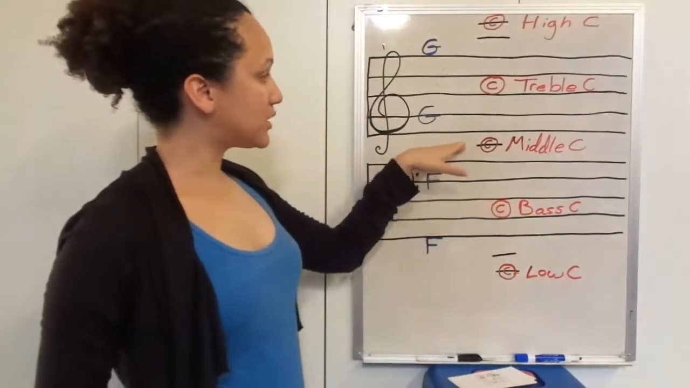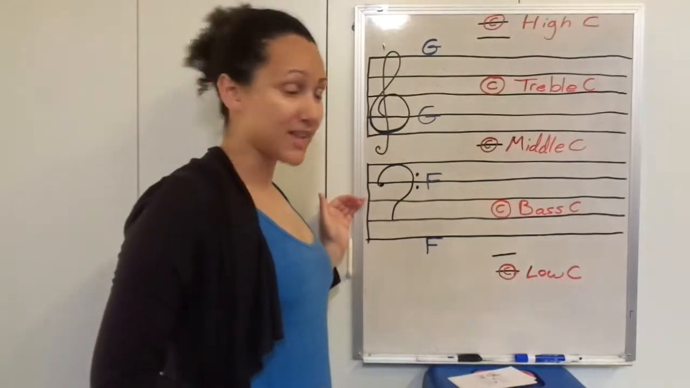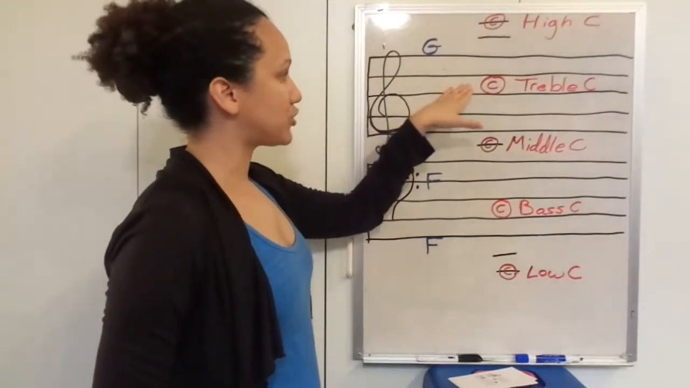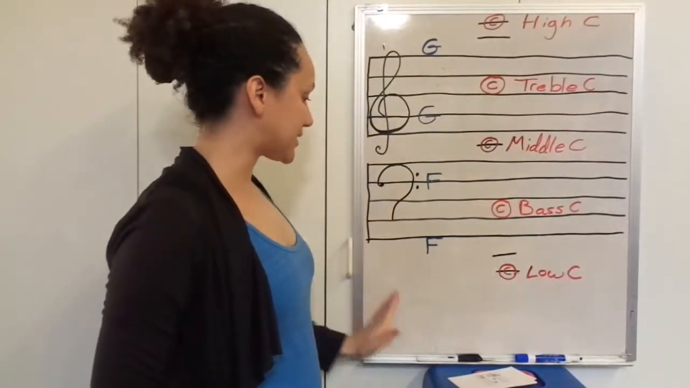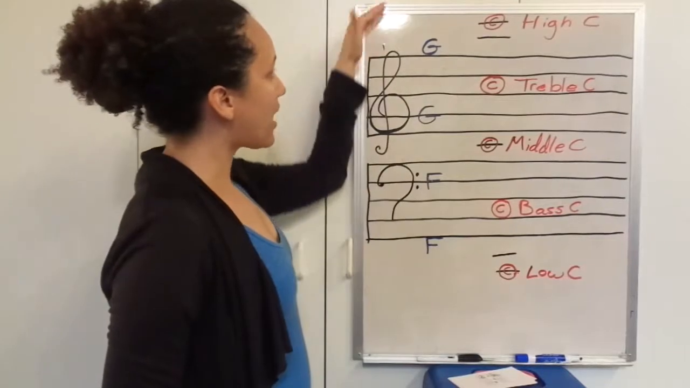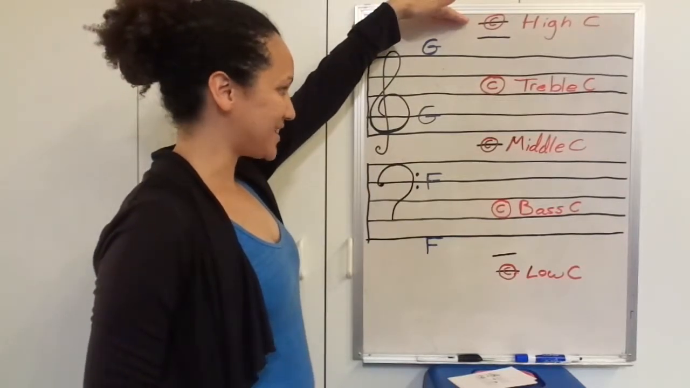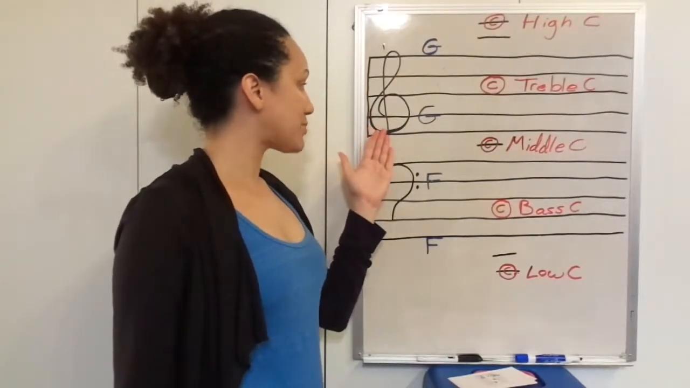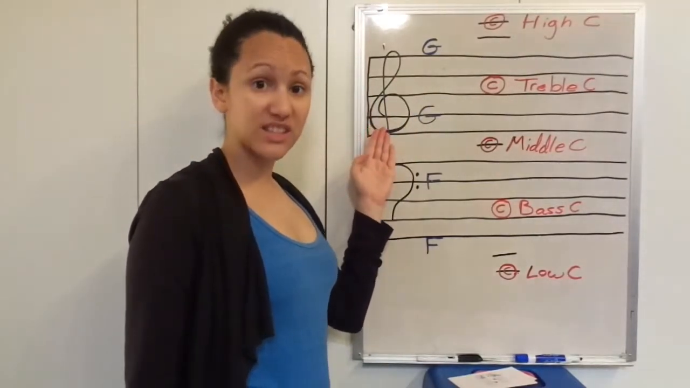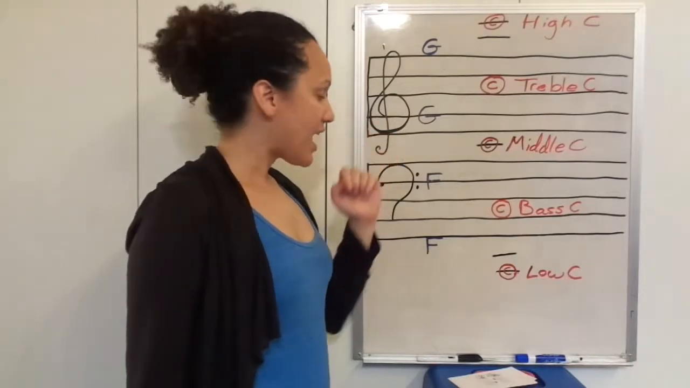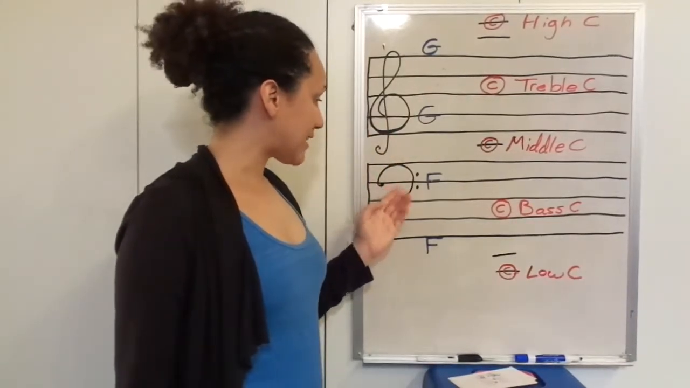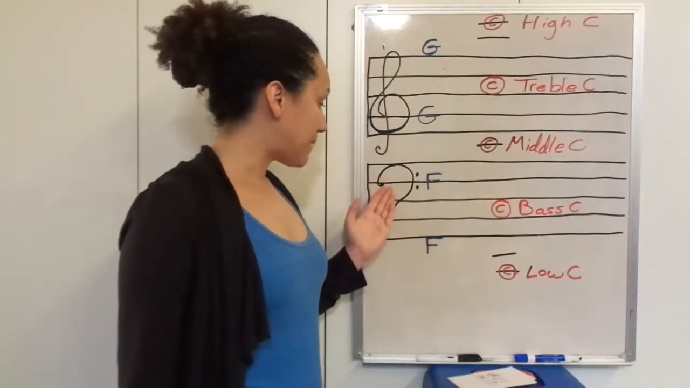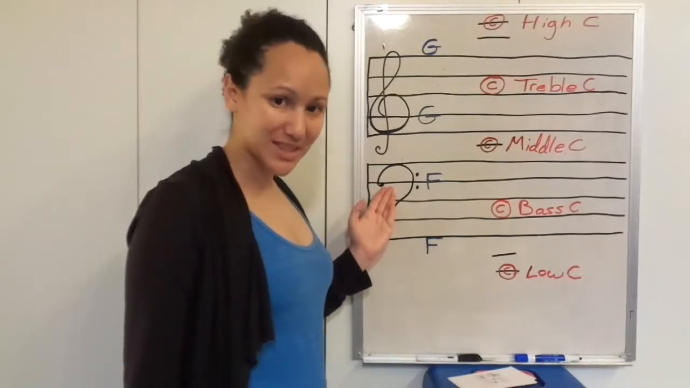So we have middle C in between the treble and the bass. We have on the bass clef the bass C, on the treble clef, the treble C, below the bass clef, the low C, and above the treble clef, the high C. Remember also that you have two G's prominently placed on the treble clef because the treble clef uses the G clef symbol. And then for the bass clef, you have two F's prominently placed because the bass clef uses the F clef symbol.